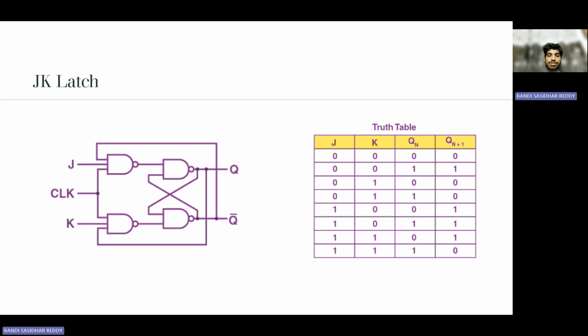For the JK latch, as we said, J and K are interchanged with S and R. It is similar to the SR latch, where it is also defined and toggled at high values of J and K. For 0 and 1, it is the complement of the present state of the input.